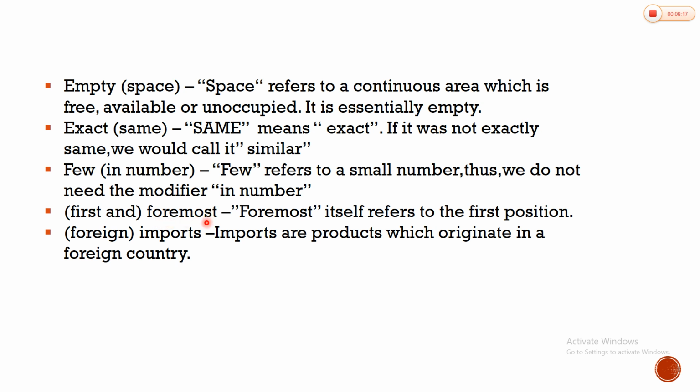Okay, you must have heard people saying first and foremost. This is also a very common mistake. We never use first and with the word foremost, because foremost itself refers to the first position. Okay, foreign imports. This is also a very common mistake. We never say foreign imports. We never use the word foreign with the word imports, because imports are products which originate in a foreign country. I hope you're getting my point.